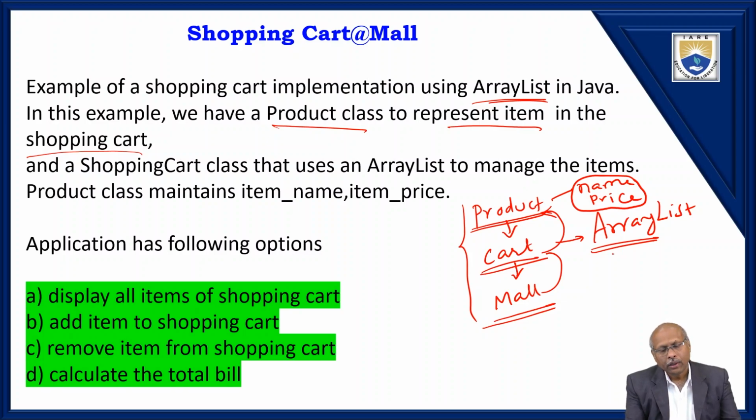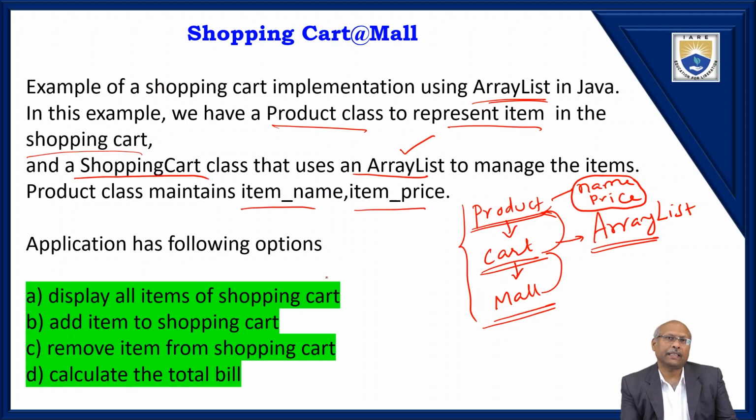In this example, we have a product class to represent the item in the shopping cart, and a shopping cart that uses ArrayList to manage items. Whenever you have multiple items, you have to carry those items in a single container. That container is my ArrayList. The product class maintains item name and item price.